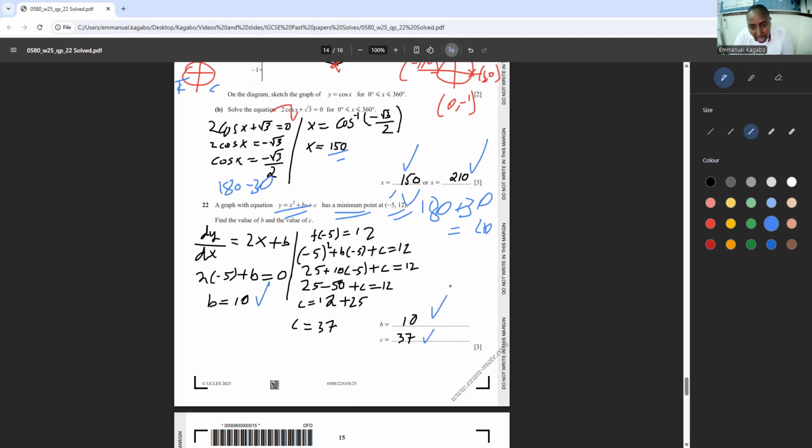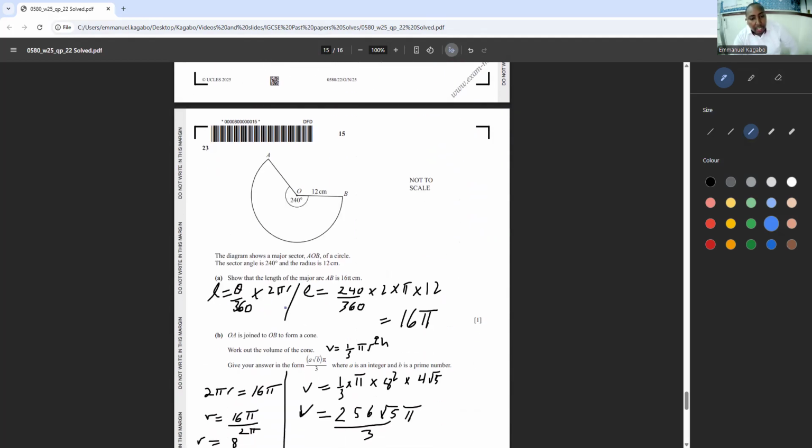So the value of c and b is that. Very good. Question 23. It's about sectors. And then they say the diagram shows a major sector. And then they say the sector and the radius show that the arc length will be given by that. The formula of arc length is the angle over 360 times 2 pi r. So when you substitute there, 240 over 360 times 2 pi times 12.